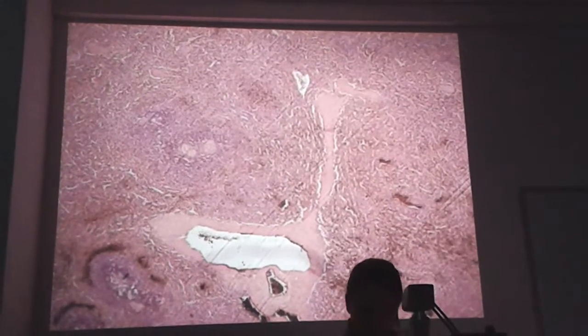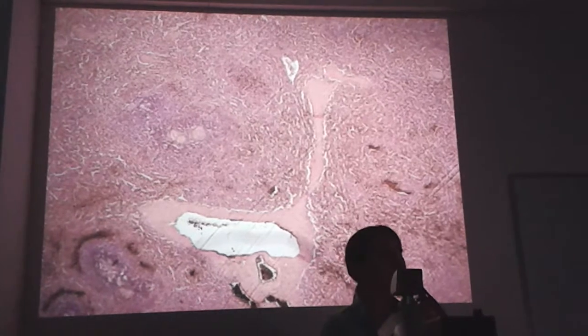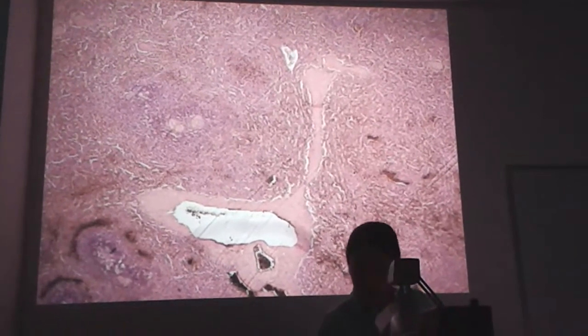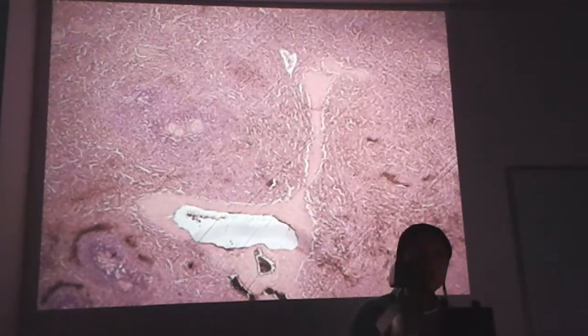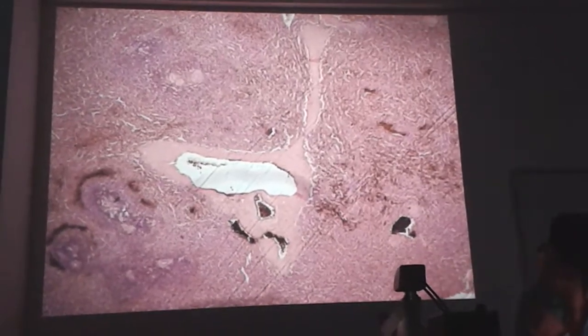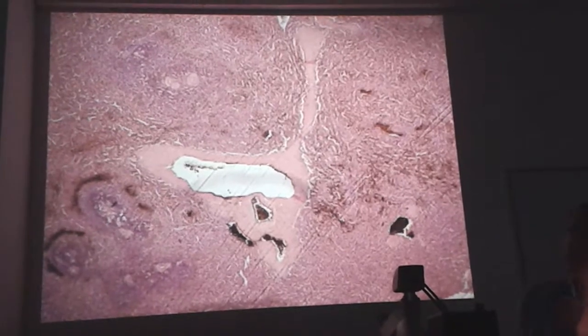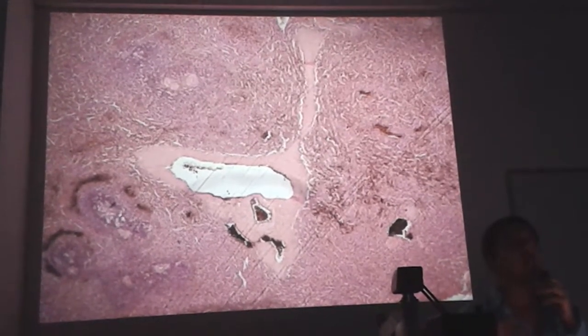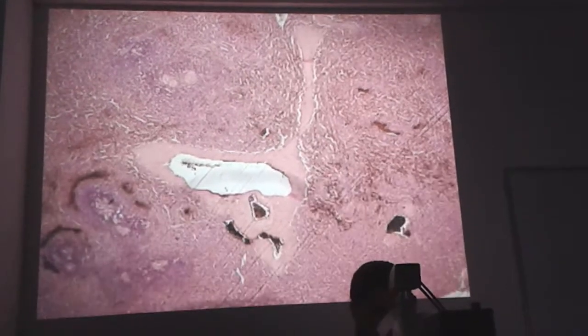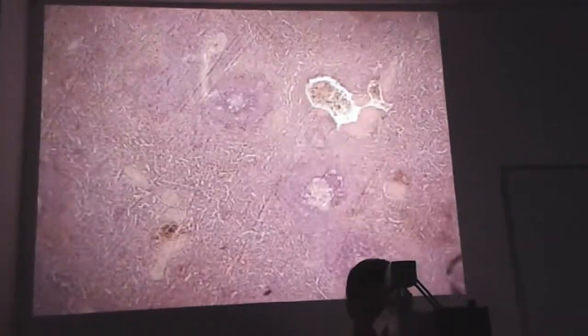Okay, the third organ I'm going to show you is the spleen. By the way, thymus, the very first organ I showed you, was the primary lymphoreticular organ. As you know, lymph node and spleen are the secondary lymphatic organs. Okay, spleen. Spleen is organized as white pulp and red pulp.